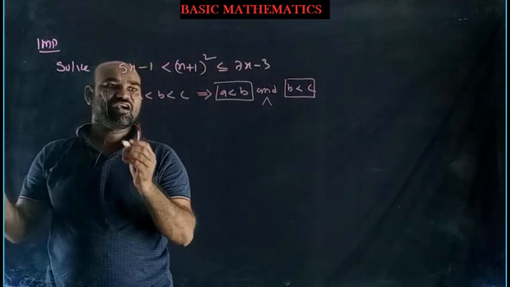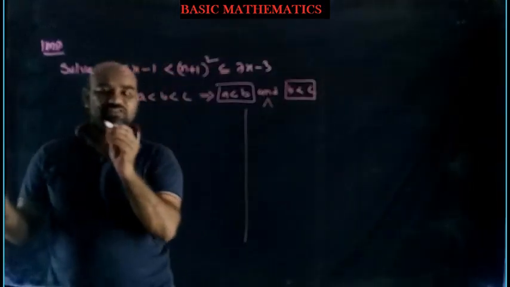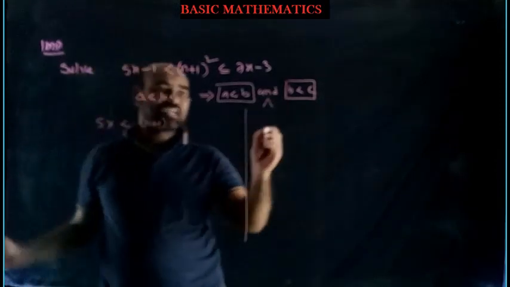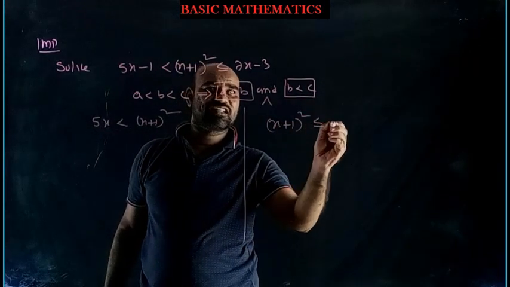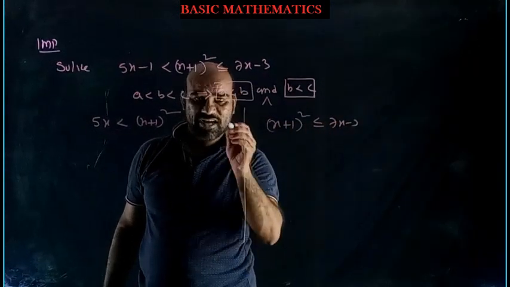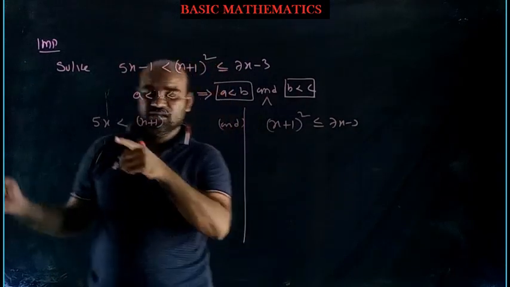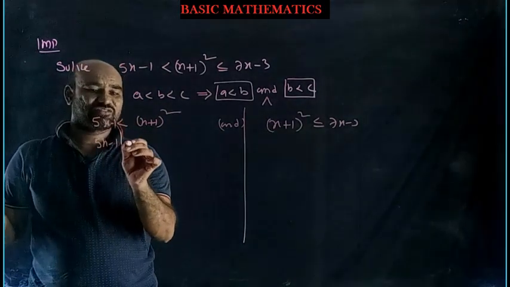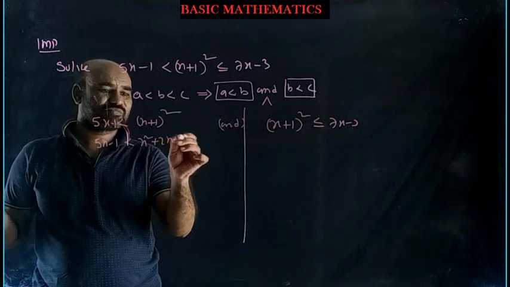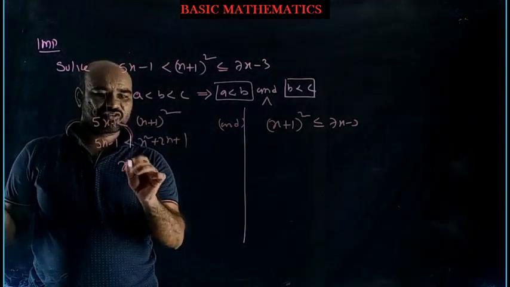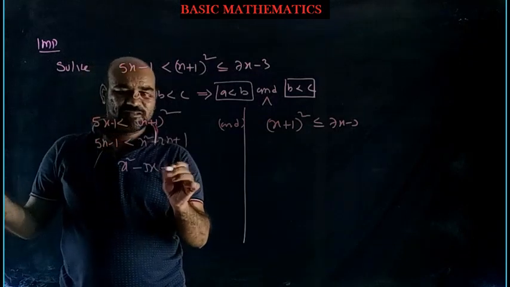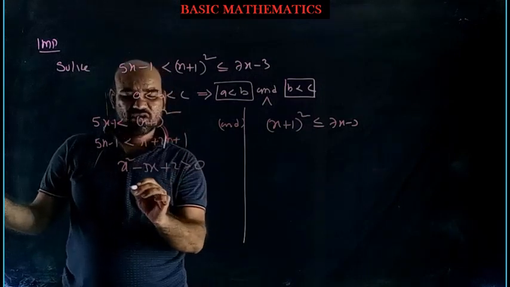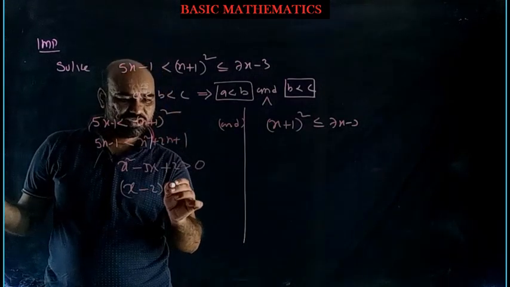Okay, so I want to divide into two pieces. First piece is 5x is less than (x plus 1) whole square. Second piece is (x plus 1) whole square less than or equal to 7x minus 3. And between them. Okay, now I want to solve this first. 5x minus 1, sorry, okay. So 5x minus 1 less than x square plus 2x plus 1, or x square minus 3x plus 2 is greater than 0. Directly this is x minus 2 into x minus 1 greater than 0.